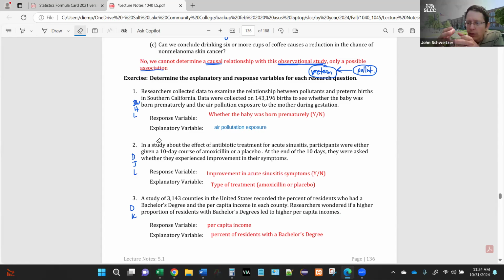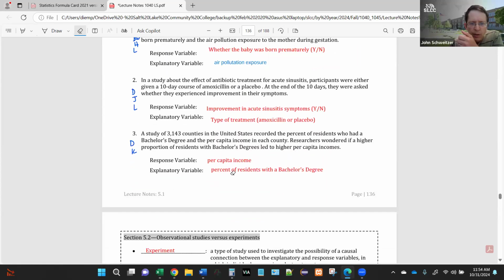You could probably make the other argument. Let's say you live in a very wealthy location. If you live in a very wealthy society, then there's more money for education, right? So it might be easier to go to college. So it might work the other way too. But I think definitely the most common sense here would be to say that bachelor's degree percentage is causing or explaining the per capita income level. Good. So there we go.